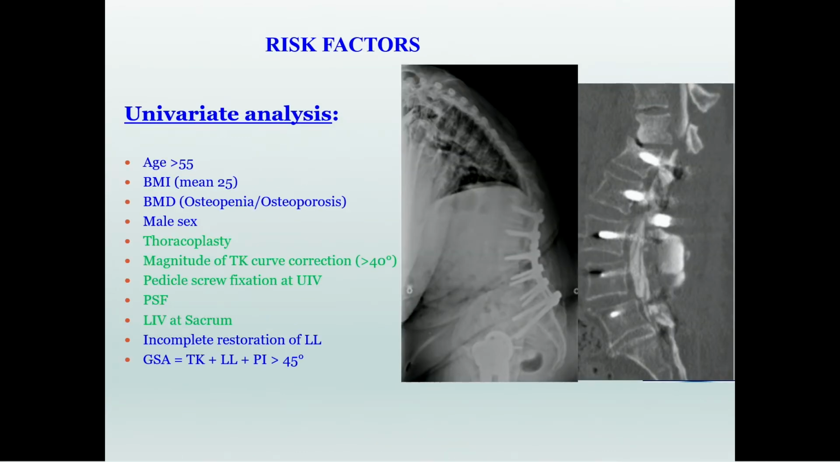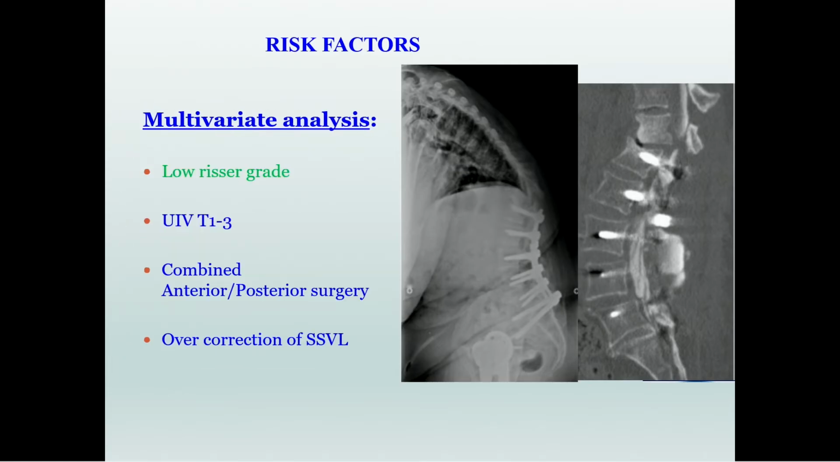When we look at the literature, one thing we know we're lacking in general, especially in orthopedic literature, is level 1 studies, which are typically tough to get, especially with surgery. When you look at various studies, there are numerous studies out on PJK. If you pay attention to the statistical analysis using univariate analysis, focusing strictly on pediatric patients: thoracoplasty, the magnitude of thoracic curve correction, pedicle screw fixation at the UIV, posterior spinal fusion, and LIV at the sacrum. These are all variables that have been shown to increase risk for PJK in pediatric patients.